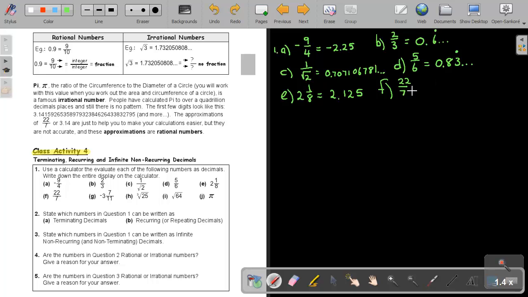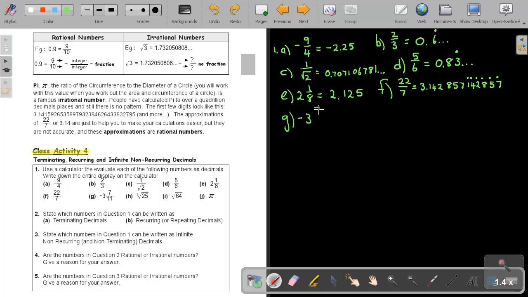Okay, number F. I think you will struggle with a normal calculator to see the pattern. But try to press it in on the internet on something that you can see, because there is a pattern. It's actually 3.142857 142857 and then it continues, 142857. So basically that part continues.